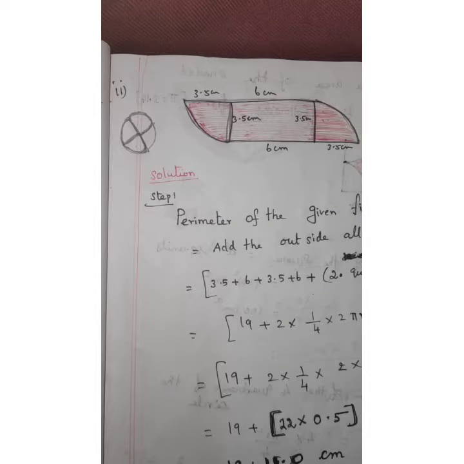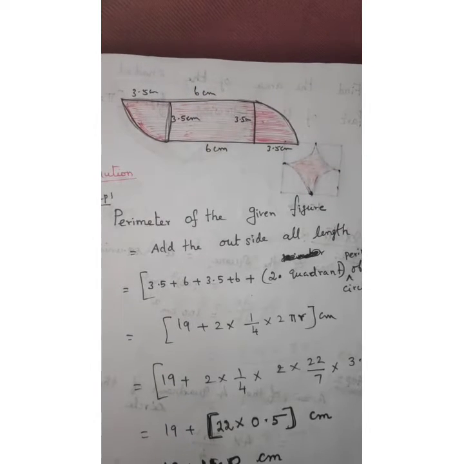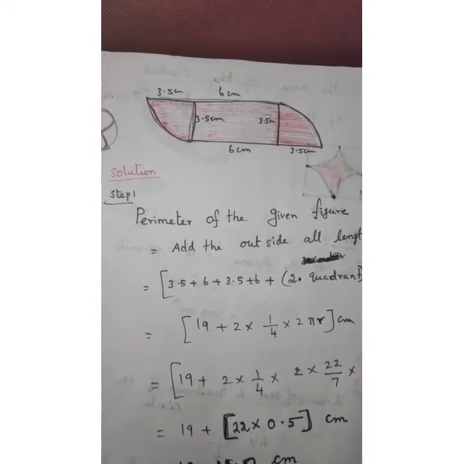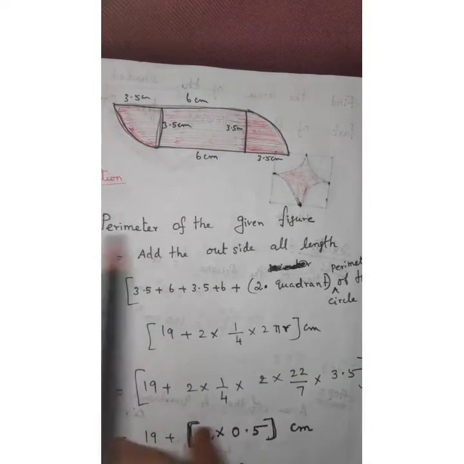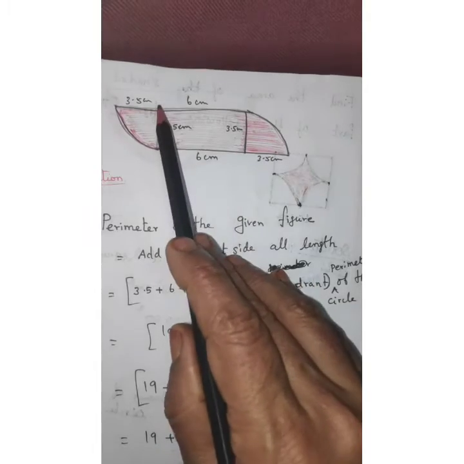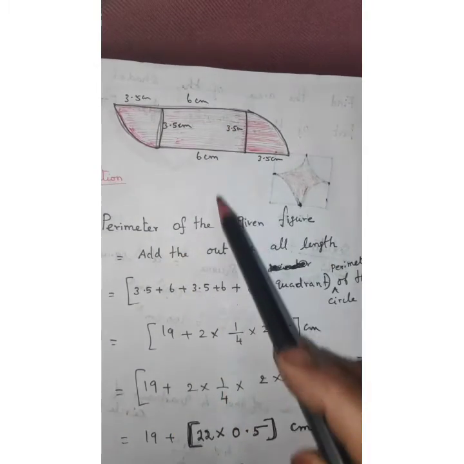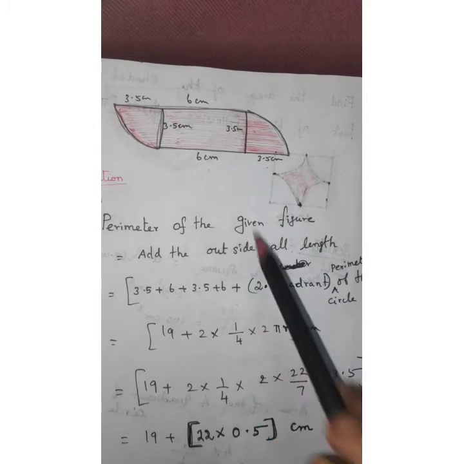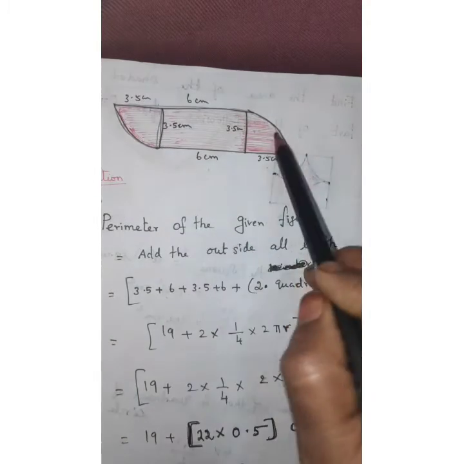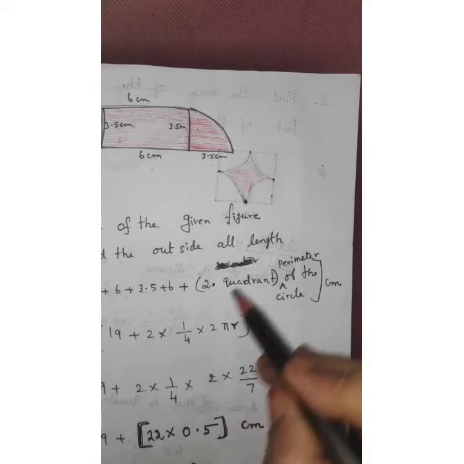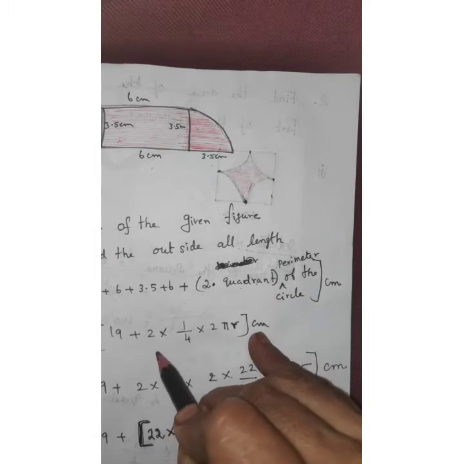First find the perimeter of the given figure. Step 1: perimeter of the given figure. Add all the outside lengths. First 3.5, next 6 cm, then down 3.5 and 6, plus the 2 quadrants. So the perimeter of the 2 quadrants of the circle.